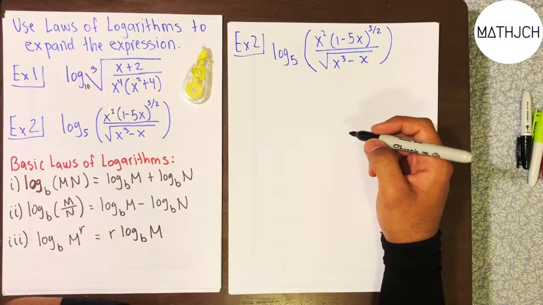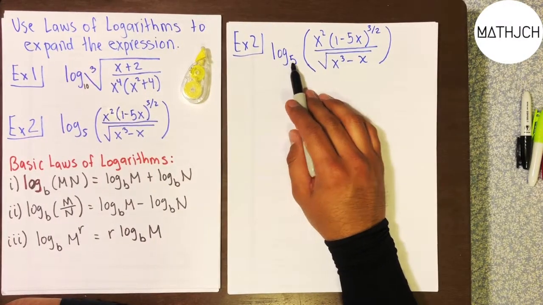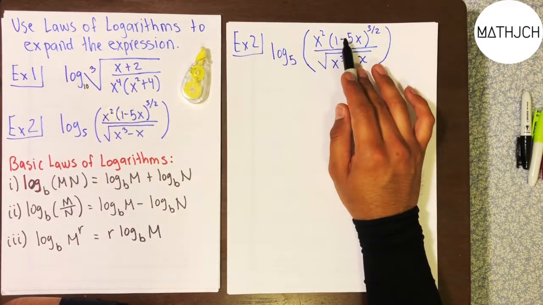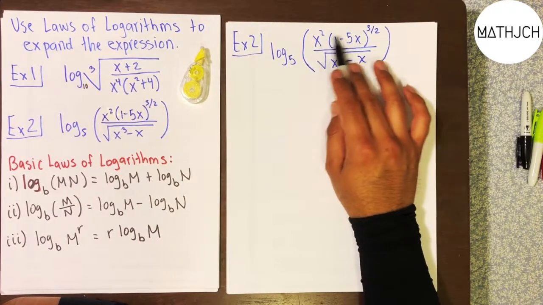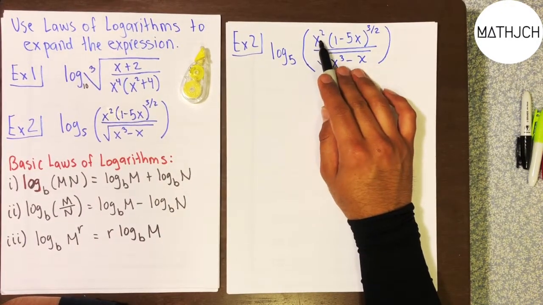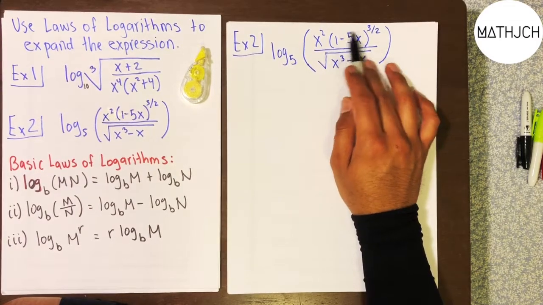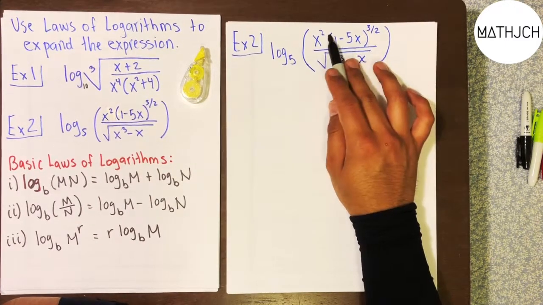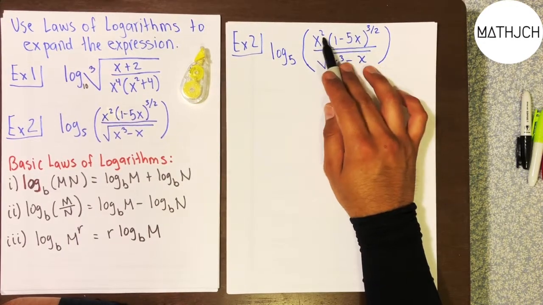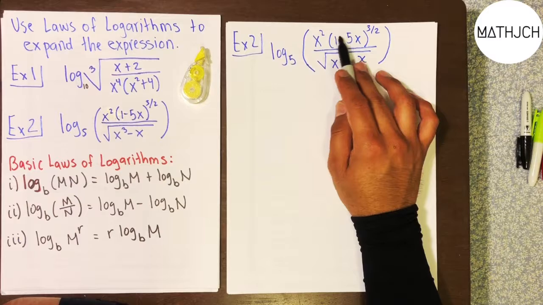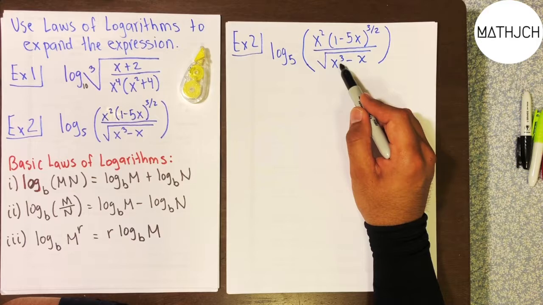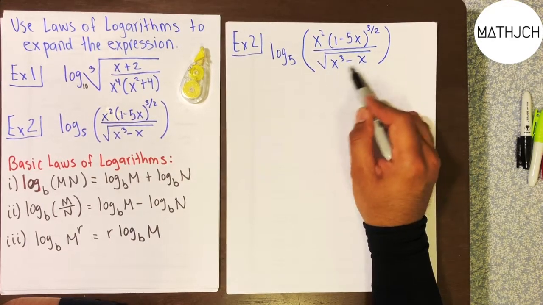For our exercise number 2, we have log with base 5 of some numerator divided by some denominator, right? In the numerator, notice that we have some multiplication. We have x squared multiplying 1 minus 5x with the power of 3/2. Notice, this 3/2 is only the power of 1 minus 5x. It's not for this x squared, only for this term right here. In the denominator, we have a square root of x cubed minus x, okay?